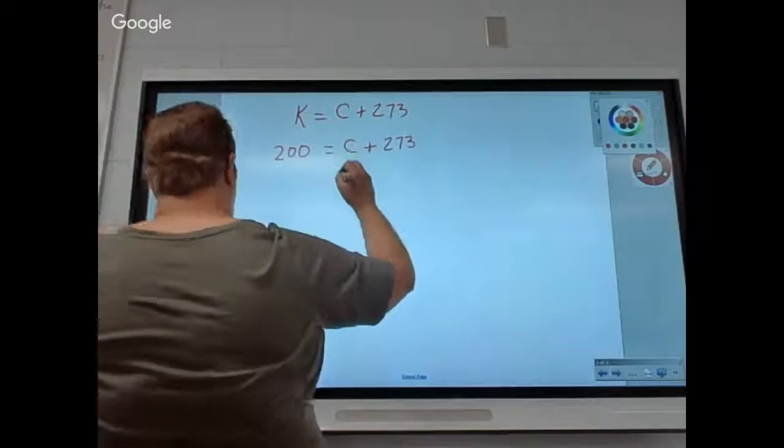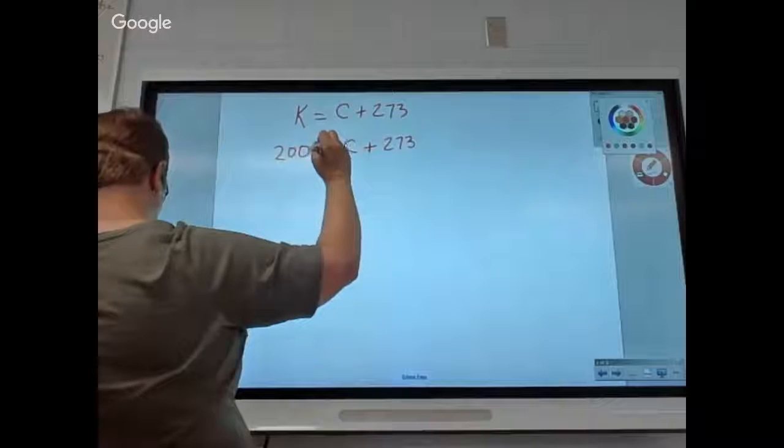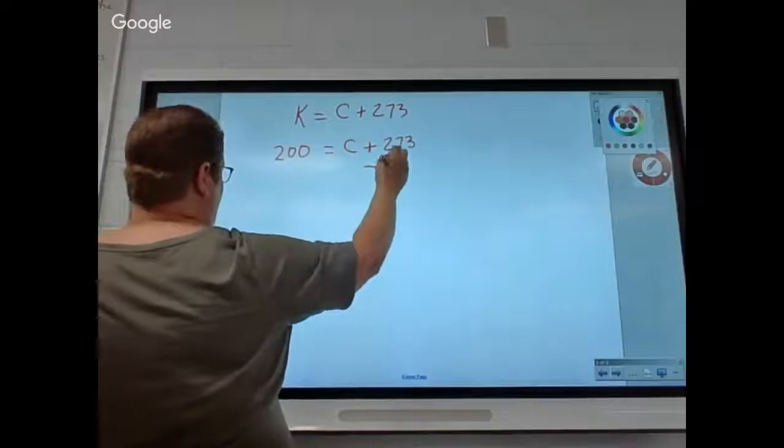So we're going to get to do what here to get Celsius? The calculators are expensive. Try not to drop them on the floor.